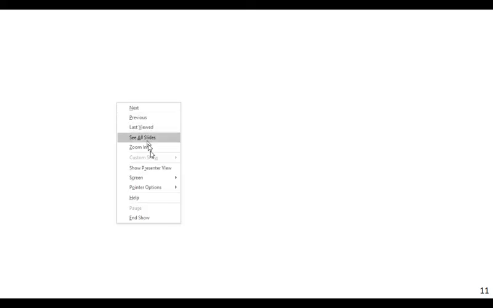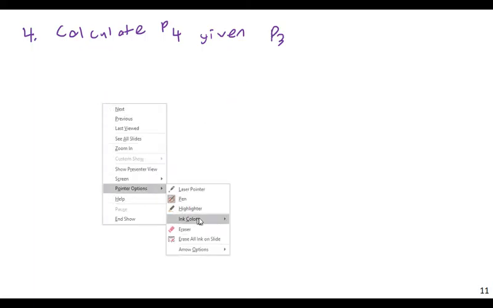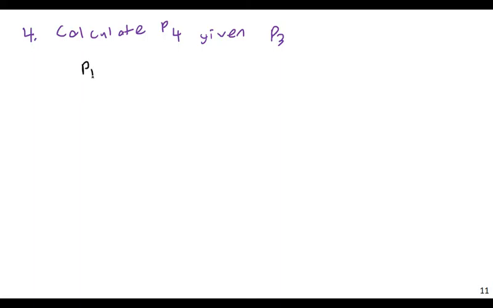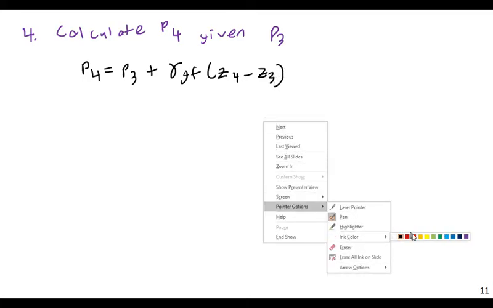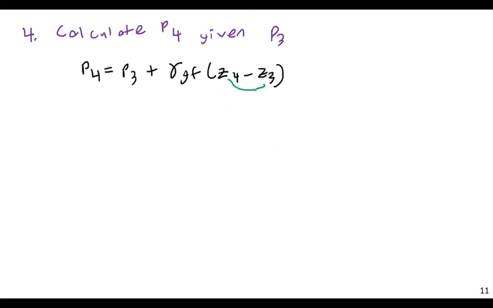Okay, moving on. I have 2 more steps I want to work through, and then I'll synthesize all this together into a final form. First, calculate P4 given P3. P4 equals P3 plus gamma GF times Z4 minus C3. However, this whole thing, Z4 minus C3, is what I defined as H2. That's H2 here.